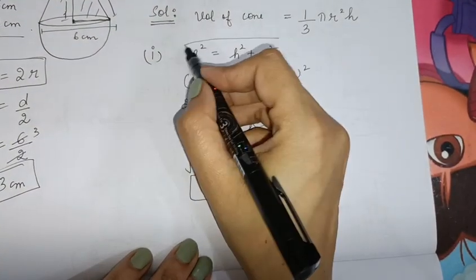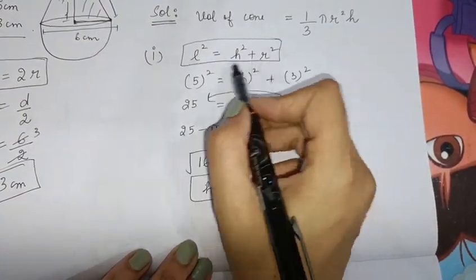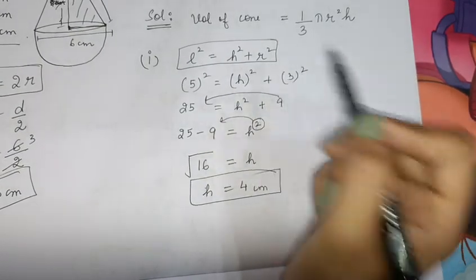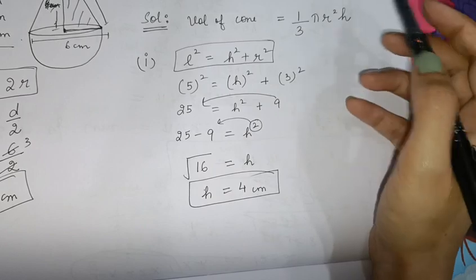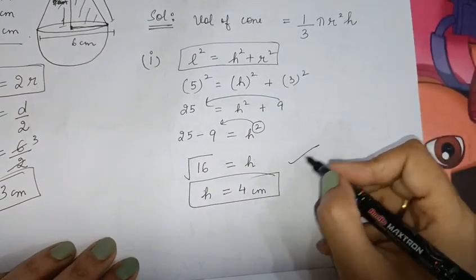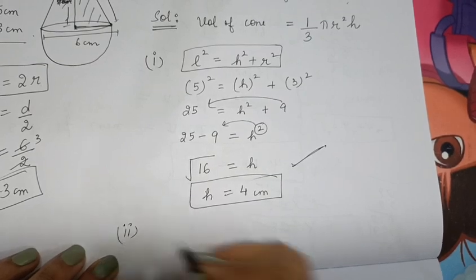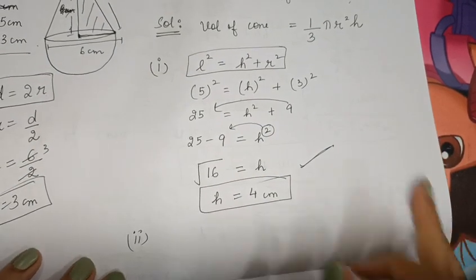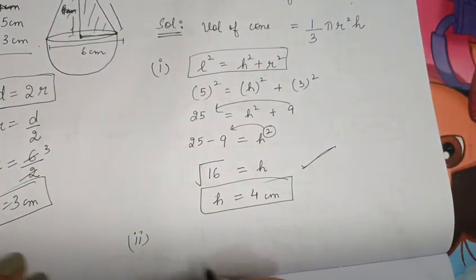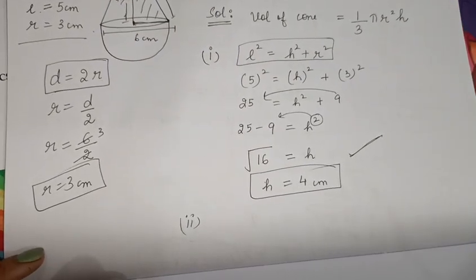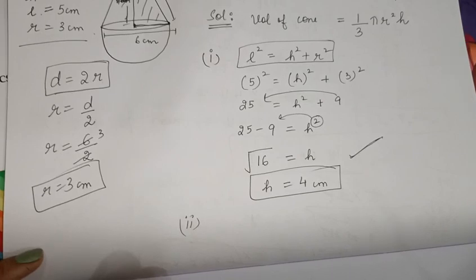By using this relation, if any two are given to us, the third one we can find by using the Pythagoras theorem. So the height is given to us, and we have found it just now. Now let's do the second part of this question. The second part says find the volume of the solid. So the volume of the solid is, volume of solid.